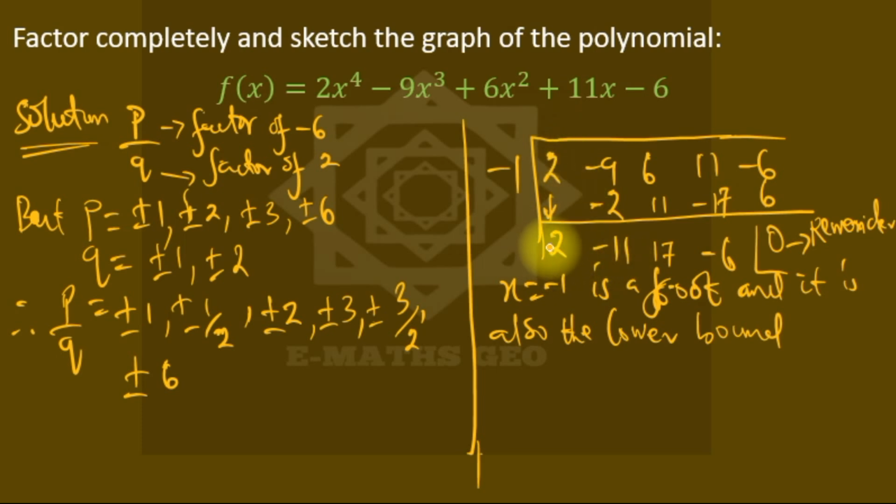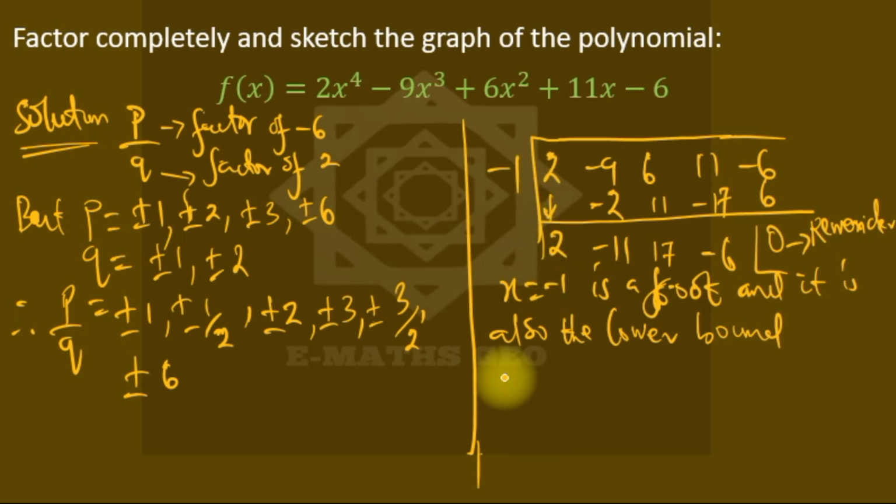So whenever you get numbers alternating in sign, this is the quotient, the coefficients of the quotient. Whenever the coefficients of the quotient alternate in sign, and the remainder is also part of it, you know that we have a lower bound. So that will guide us. We are not choosing any number less than -1. Anything we are picking must be from -1 up. It's very nice, we are applying a lot of theorems to make this easier.